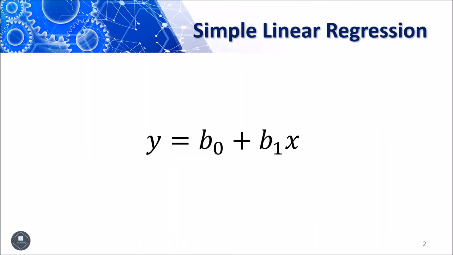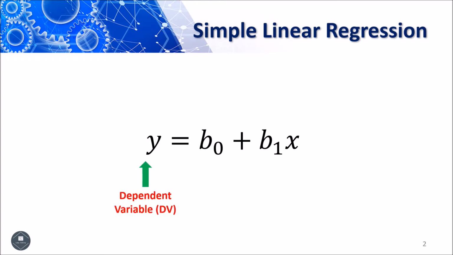Simple linear regression is basically this formula where y equals b0 plus b1 times x. You might recognize this formula from back in high school. It's just the formula of a trend line or a slope line on an xy axis. Let's go through these variables and coefficients one by one.